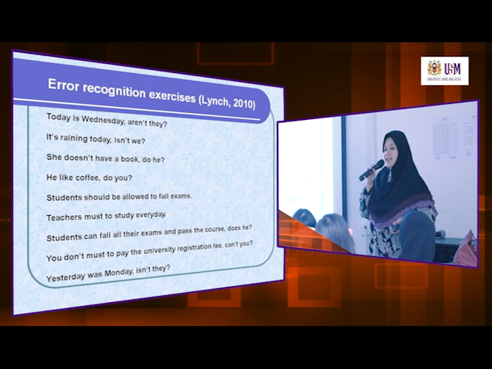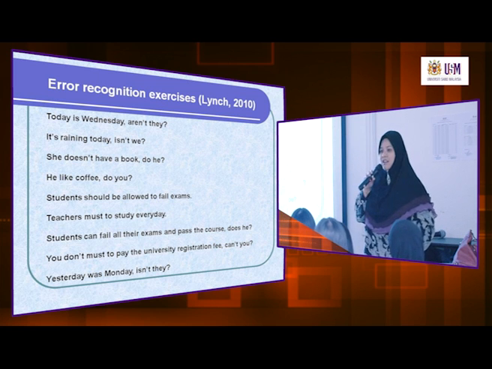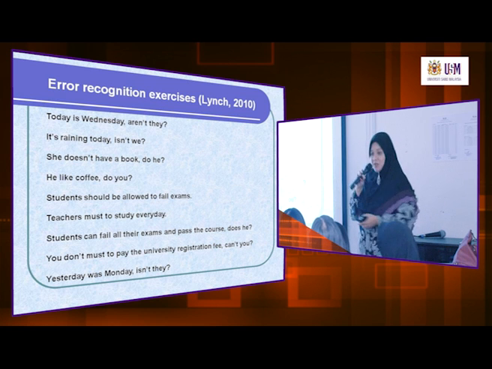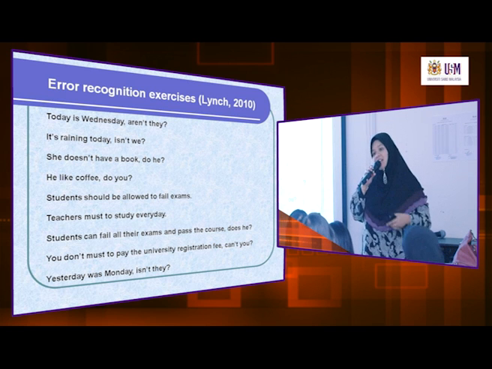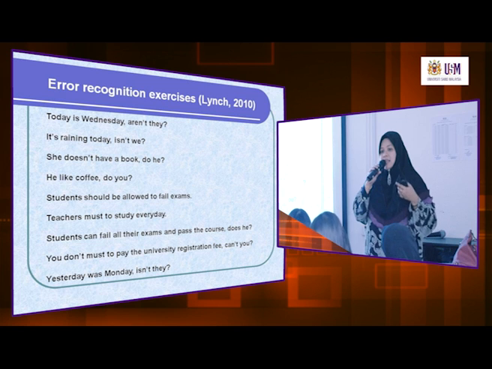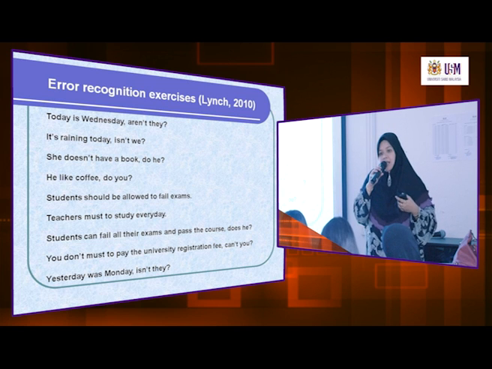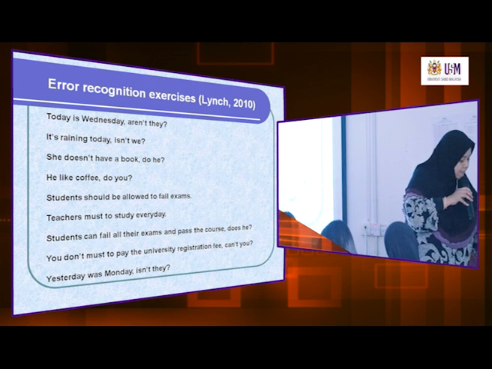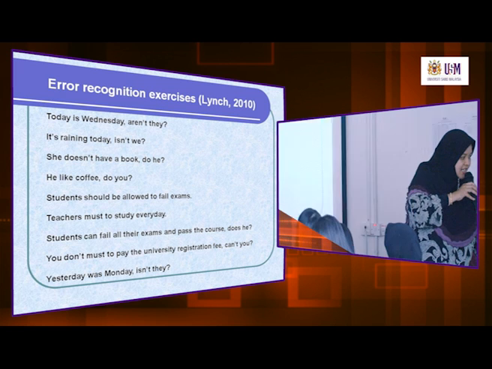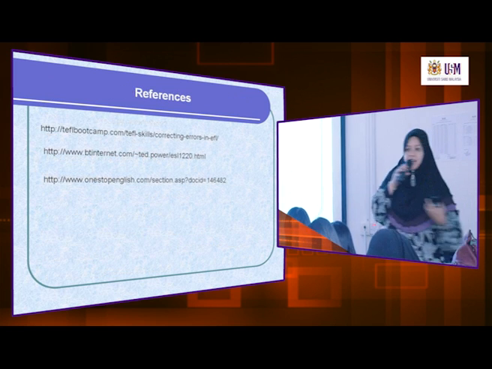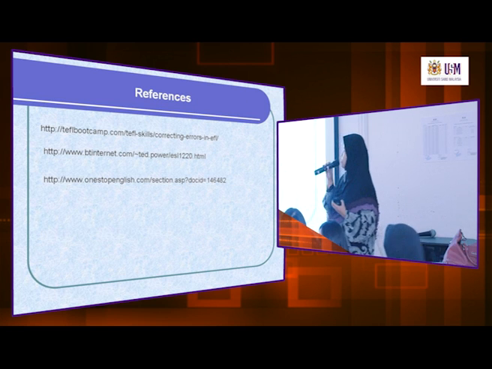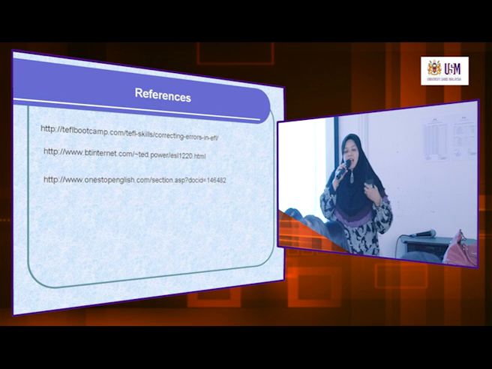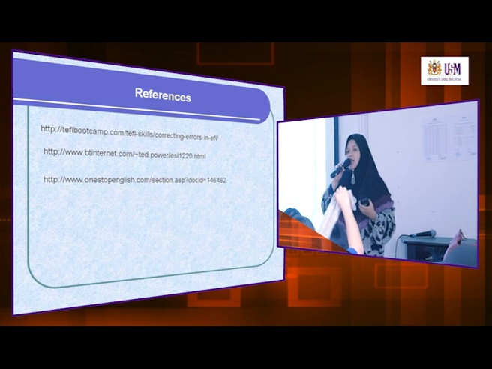Yesterday was Monday, wasn't it? The sentence is wrong. Yesterday was the Sunday, but the structure is right. Okay? So, if you can recognize this, meaning that it's actually some of it can be possible, can be ignored. Okay? Okay, these are the references for the exercises. You can go to onestopenglish.com. There are a lot of exercises on error.